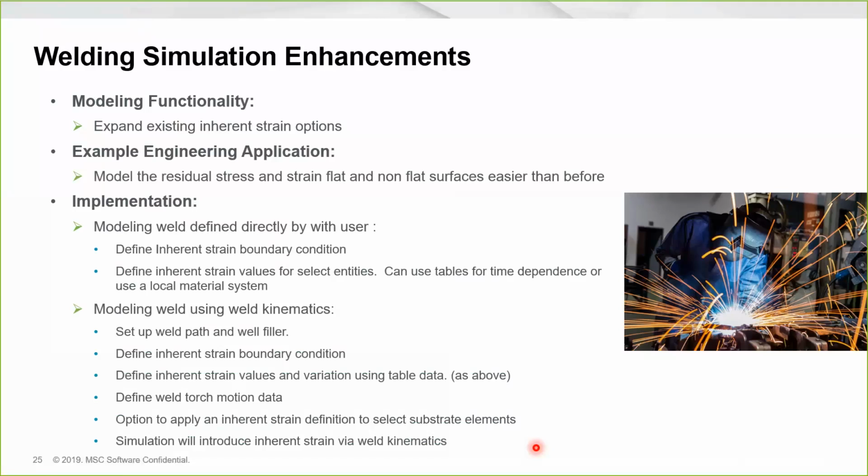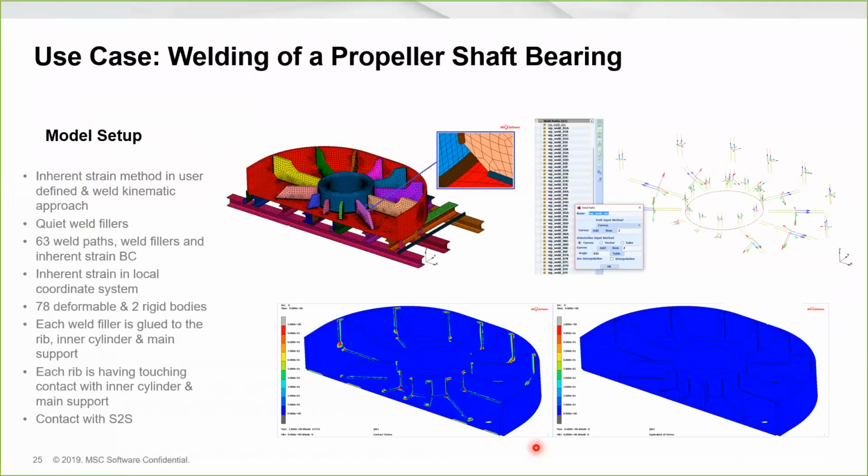If that's how you're defining your welding, you can set up a weld path and the weld filler as you did before. You can define inherent strain boundary conditions, and then, as before, the inherent strain values and the variation using the table data and the weld torch data. Then you have other options for applying that inherent strain definition to substrate elements, and the simulation will introduce all of the inherent strain applications. So it's a more automated way of doing it when you know the path but you don't want to set up all the details. This is a use case we have, which is the welding of a propeller shaft bearing.